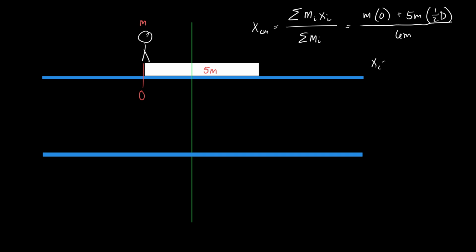So this is how we get 5/12 d. All right. That's why the green line is slightly to the left of where the center of the sheet is. Does that make sense? 5/12 is less than 6/12.